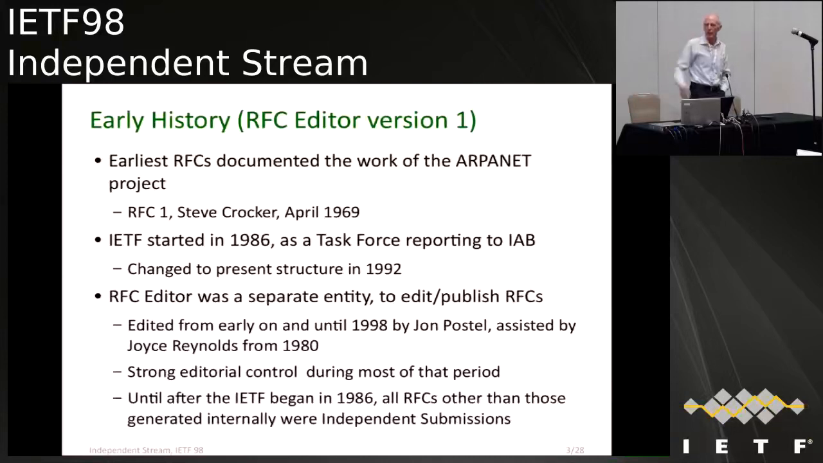Until the IETF got started in 1986, a lot of the RFCs, and a lot of those which were generated inside the IETF, were independent submissions. In other words, anybody who had material they wanted to get out in front of the internet community could send a document to John, and if he liked it, he would publish it. If he didn't like it, well, he wouldn't. And that's coming back to the strong editorial control.